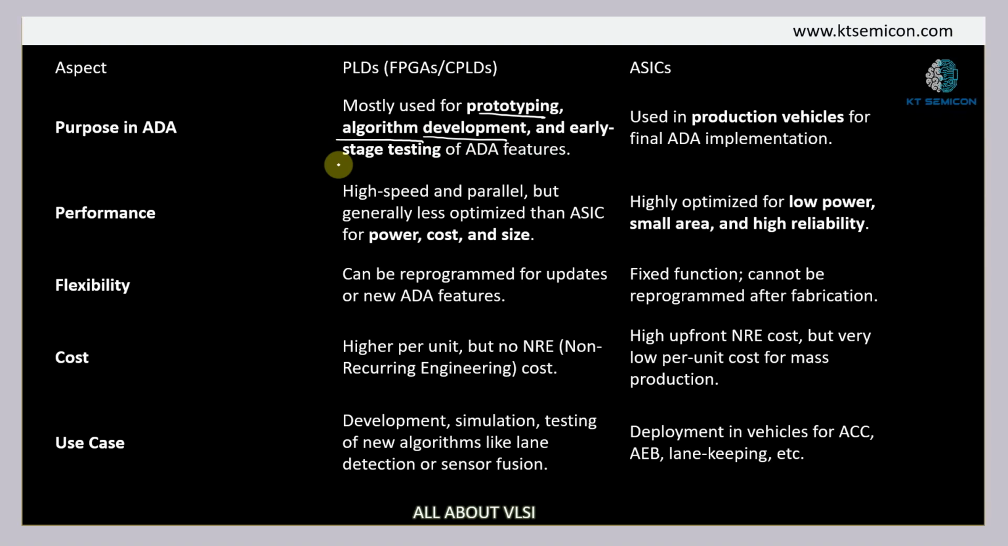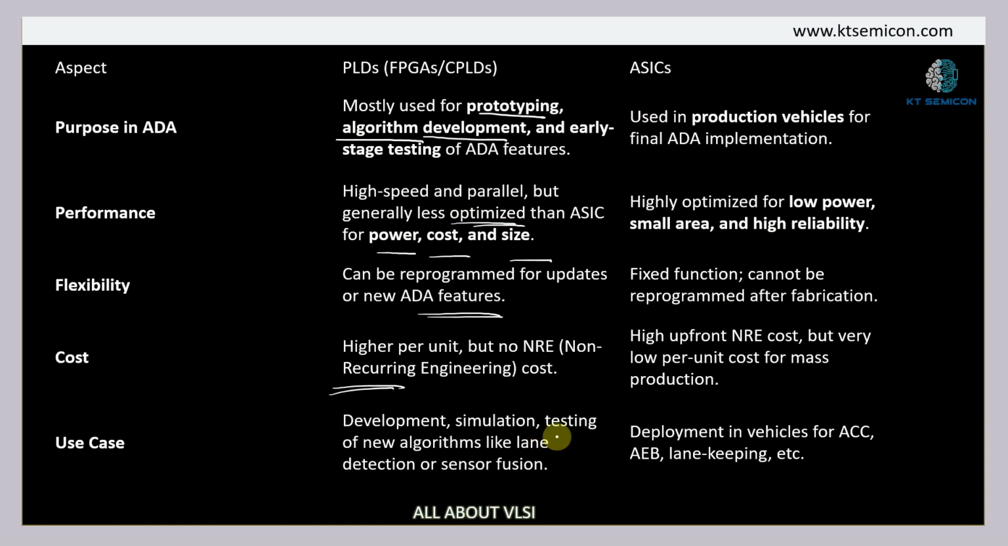And coming to performance, your PLDs are very high speed and parallel, but generally less optimized than your ASIC for power, cost, and size. ASICs are highly optimizable. On flexibility, you can reprogram FPGAs for updates or new ADAS features, but your ASICs are fixed. And cost is more compared to your ASICs. Your PLDs will cost more.